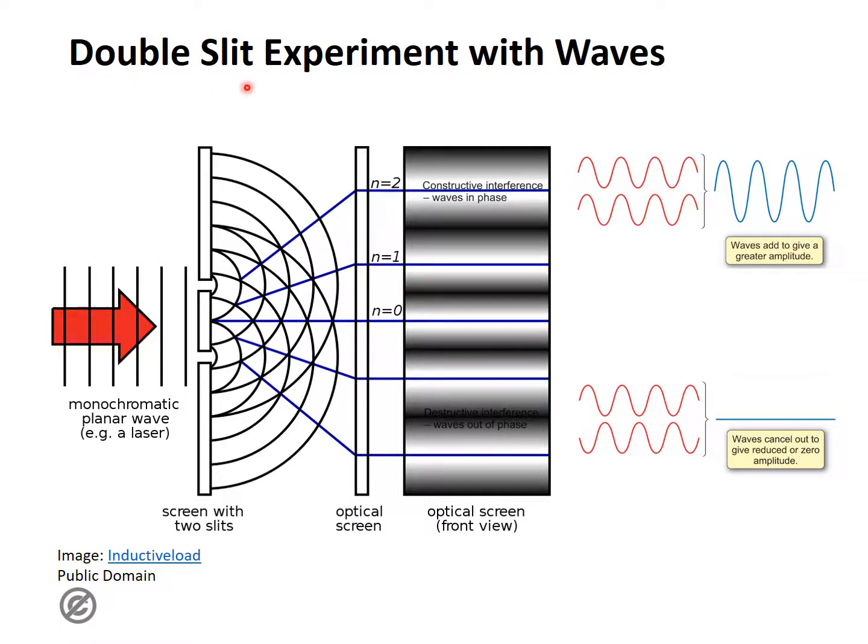The double slit experiment is a classical experiment in physics that you might have learned about in high school. The way it works is we take a wave and we pass it through two openings, or slits. In doing so, we create two identical waves that are completely in phase.